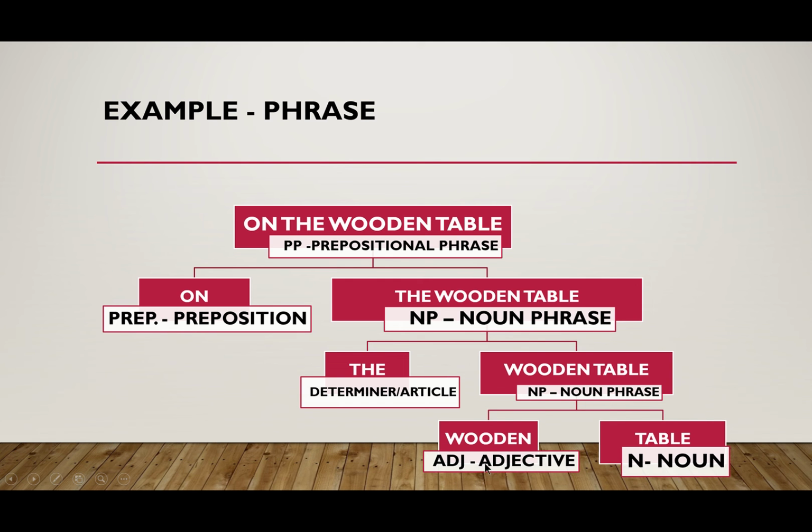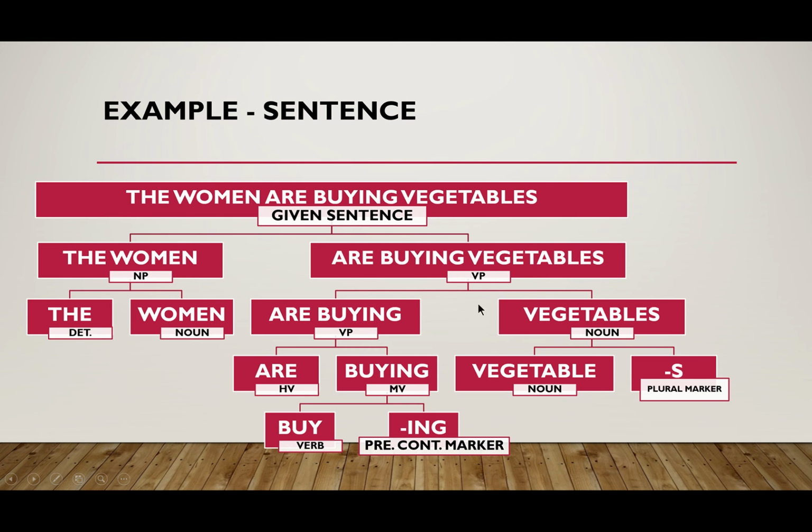Wooden becomes an adjective, and table is a noun. So we have analyzed the immediate constituents of a word, a phrase, and now we move on to a sentence. Now, take the sentence, the women are buying vegetables.